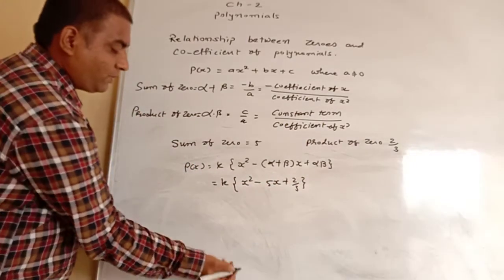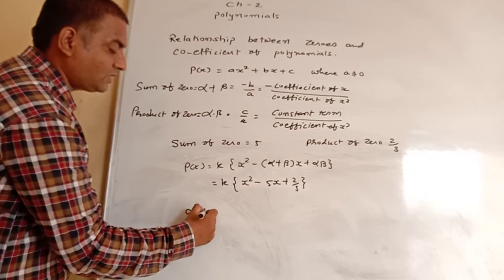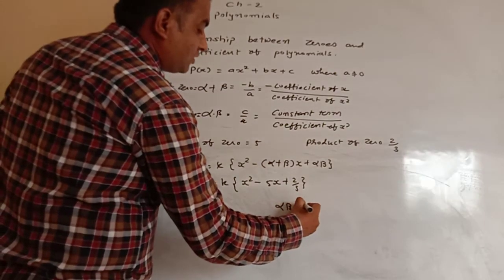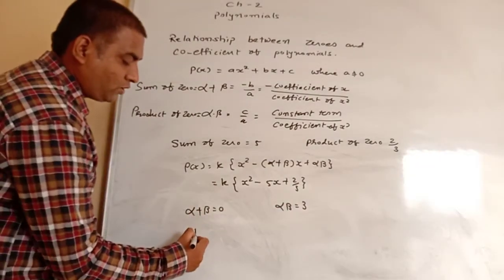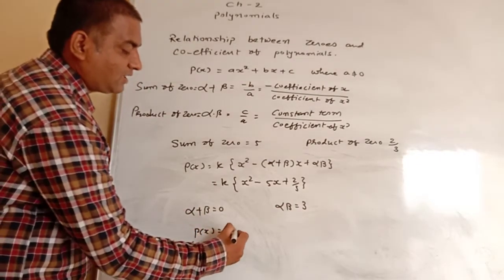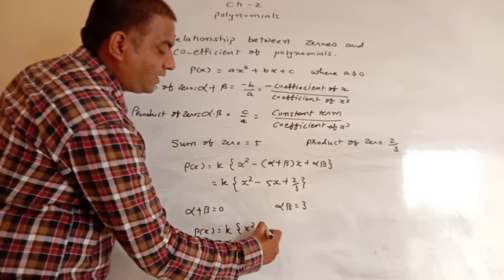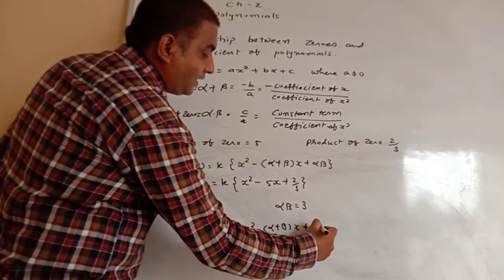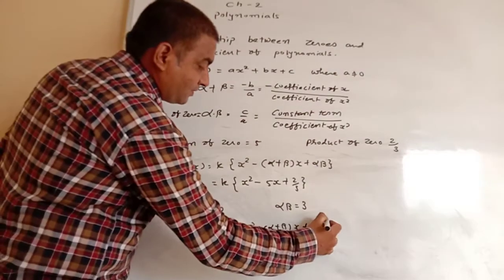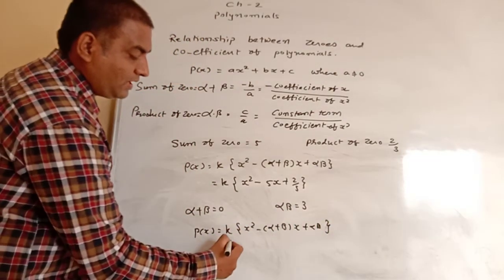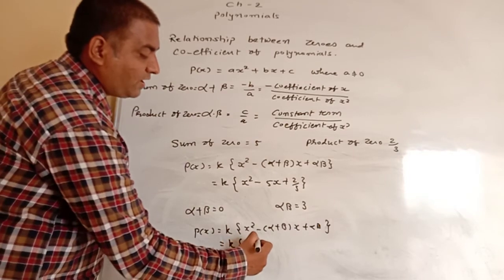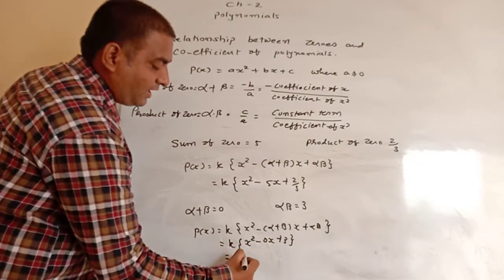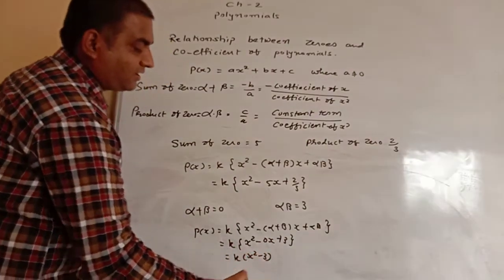Suppose we take one more example, that it is given that alpha plus beta equals 0 and alpha beta equals 3. Then we can write the polynomial again with this. Our general form is k x square minus (alpha plus beta) x plus alpha beta. Then we substitute the values, k x square minus 0x plus 3, and so it will be k x square minus 3.